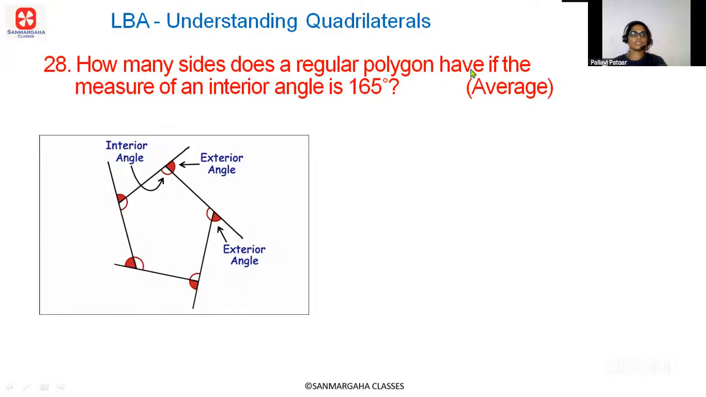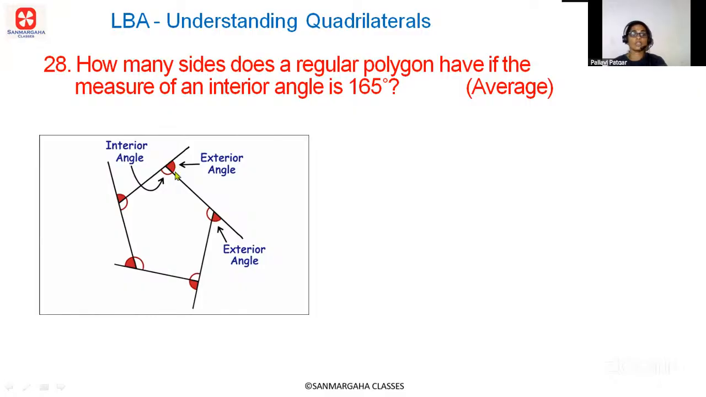In this chapter, look at question number 28. How many sides does a regular polygon have if the measure of an interior angle is 165 degrees? Okay, so for any polygon, the interior angle and exterior angle, their sum is equal to 180 degrees because they form a linear pair.